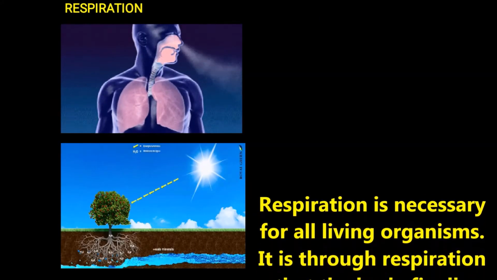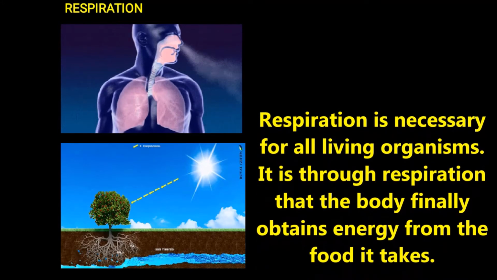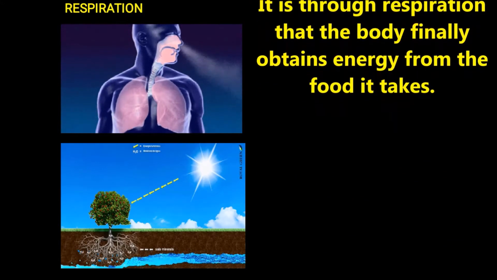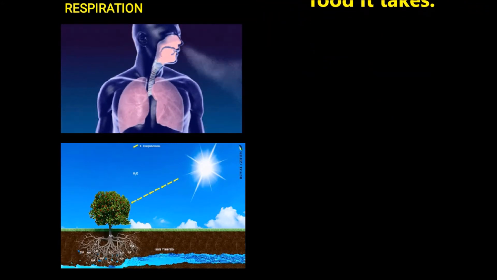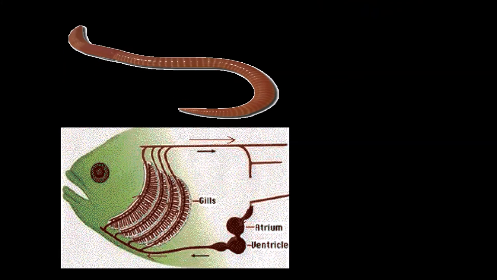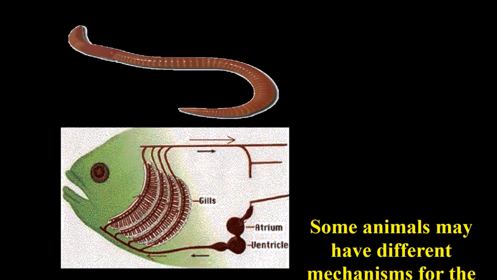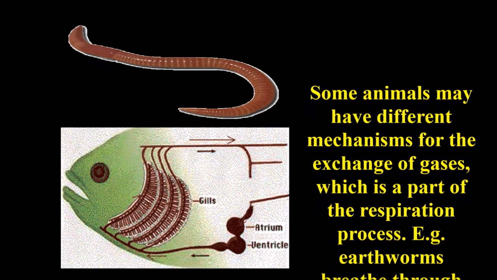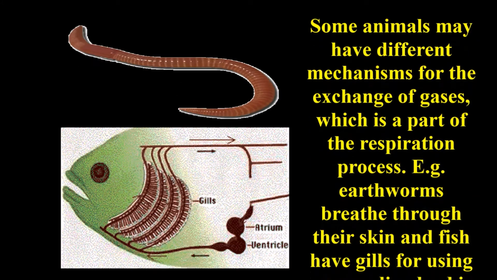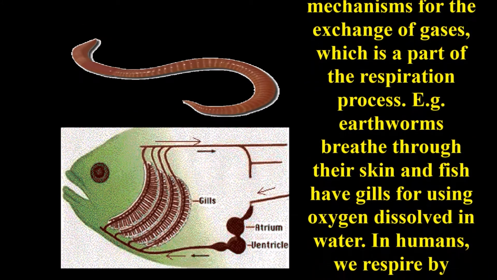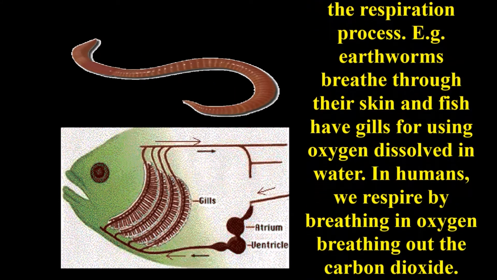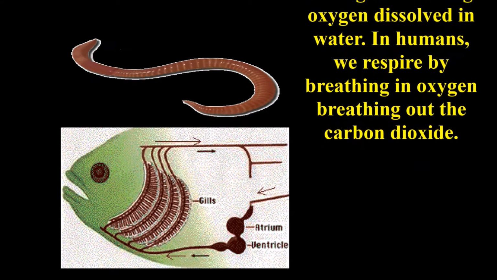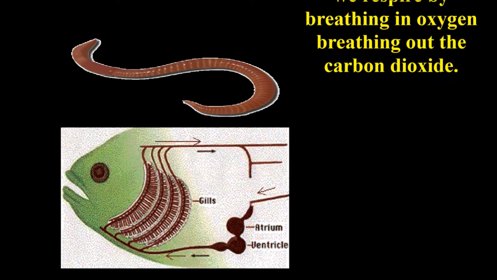Respiration. Respiration is necessary for all living organisms. Through respiration, the organisms have different mechanisms for the exchange of gases, which is a part of the respiration process. Examples: earthworms breathe through their skin, and fishes have gills for using oxygen dissolved in water. In humans, we respire by breathing in oxygen and breathing out carbon dioxide.